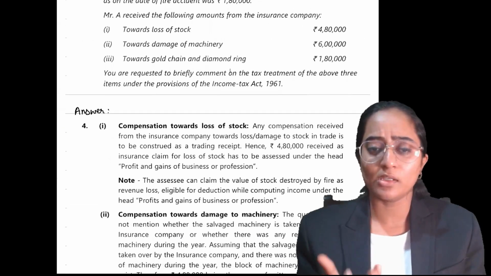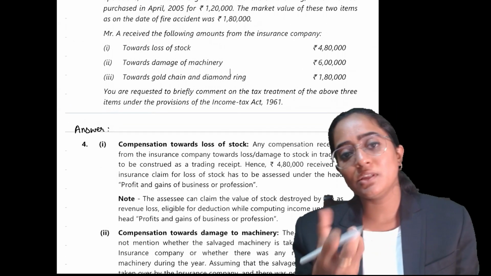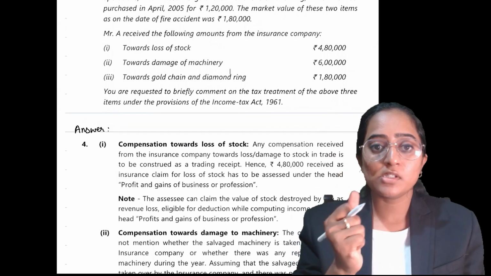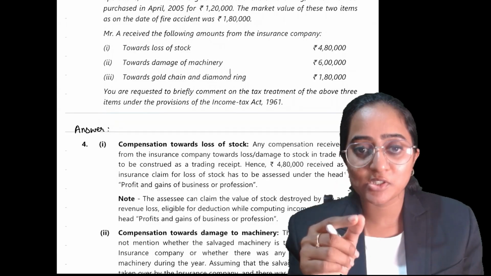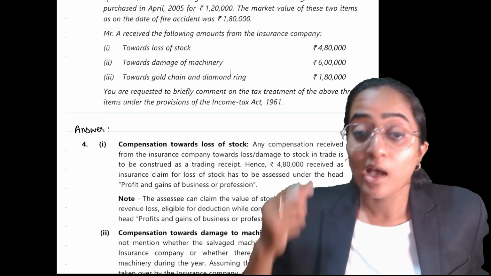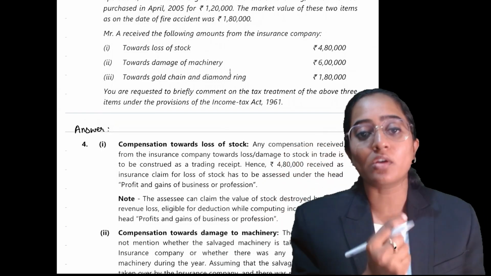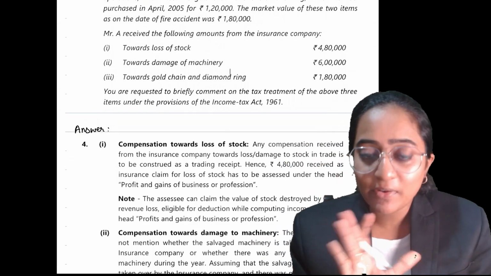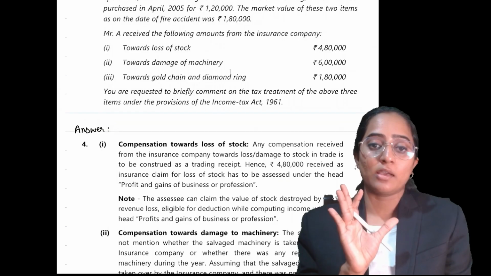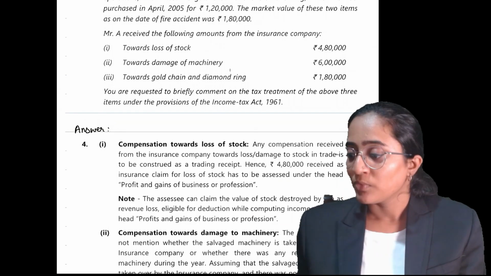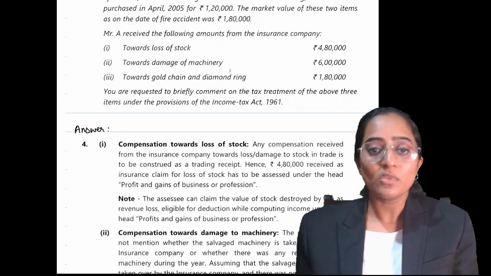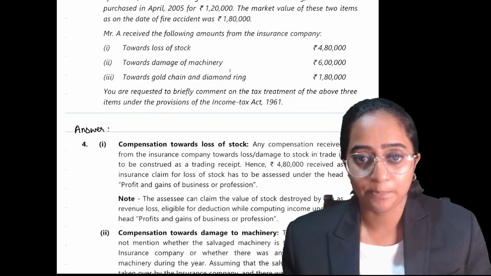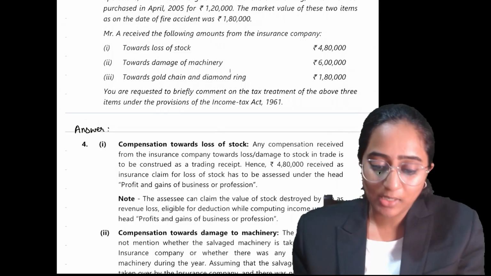Machinery is your capital asset. Whatever the determination that you're going to get, always remember that assets which are subject to depreciation, that is, depreciable assets, are always treated as short-term capital gain or short-term capital loss. Never does the long-term capital gain concept come into the picture in case of your depreciable asset.